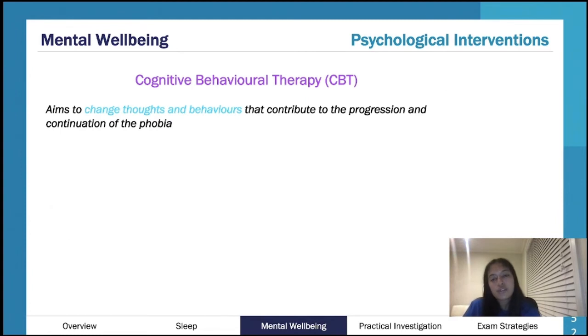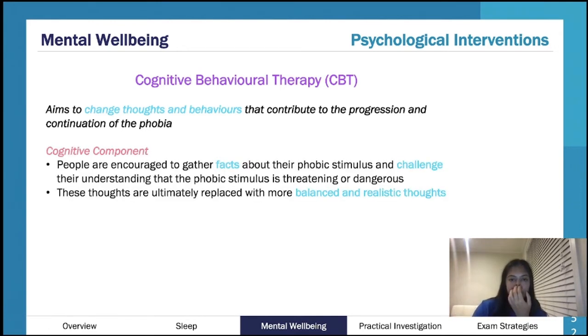Okay, so moving on to our psychological interventions, we have CBT. CBT is this sort of big psychological thing. It stands for cognitive behavioral therapy. It's this all-encompassing therapy that involves replacing negative or harmful thoughts with good ones and replacing negative and harmful behaviors with good ones as well.